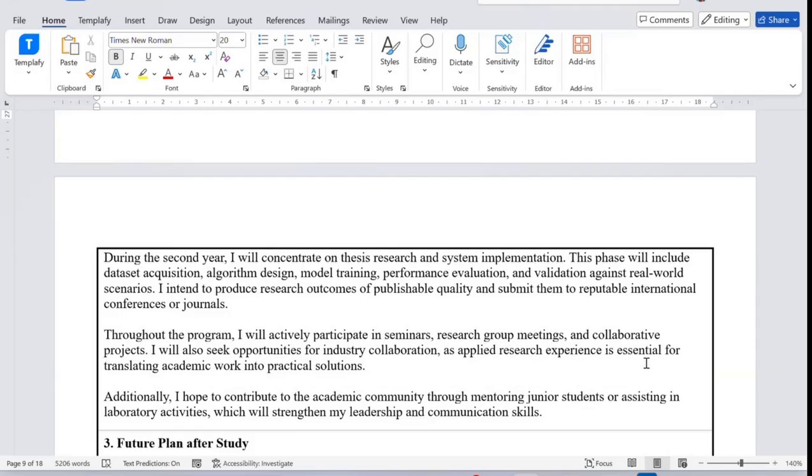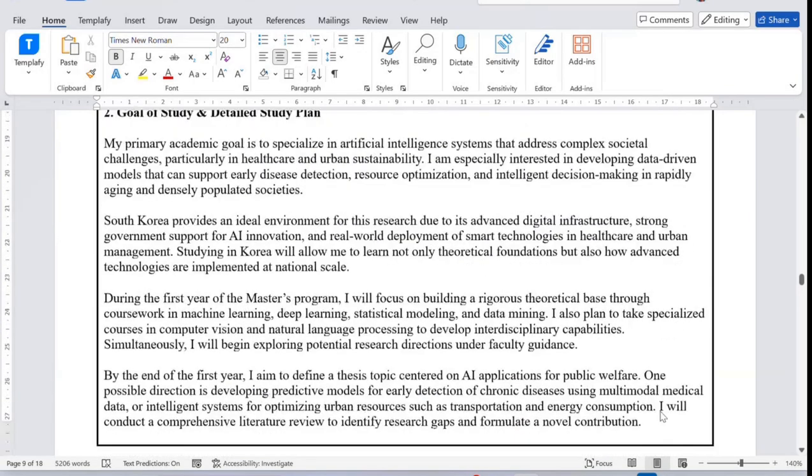Throughout the program, I will actively participate in seminars, research group meetings, and collaborative projects. I will also seek opportunities for industry collaboration as applied research experience is essential for translating academic work into practical solutions. Additionally, I hope to contribute to the academic community through mentoring junior students or assisting in laboratory activities, which will strengthen my leadership and communication skills. So, this was the second part of the study plan, that is, goal of study and detailed study plan.